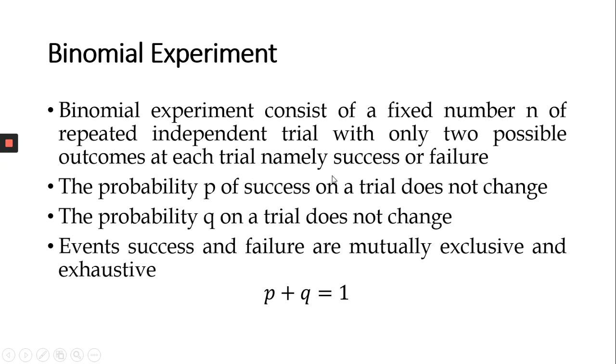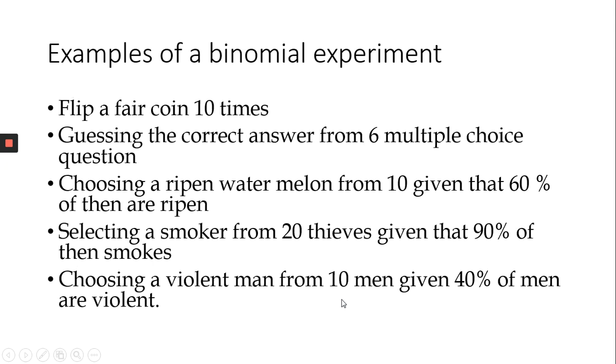The probability P of success on each trial does not change. The probability Q of failure on a trial does not change as well. So the events success and failure are mutually exclusive and exhaustive. In other words, they make up the entire sample space. So the probability of P plus the probability of Q must be equal to 1. That is the meaning of exhaustive.